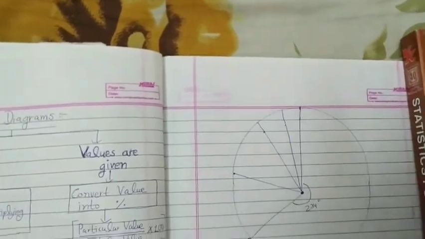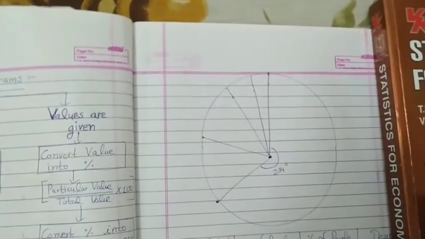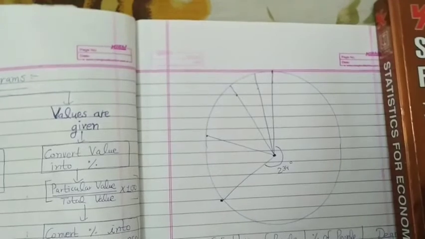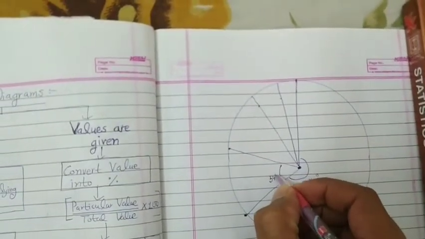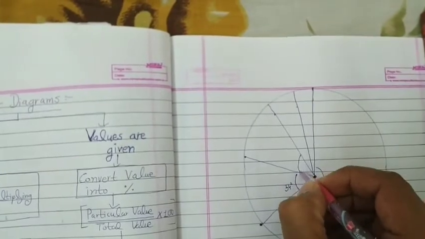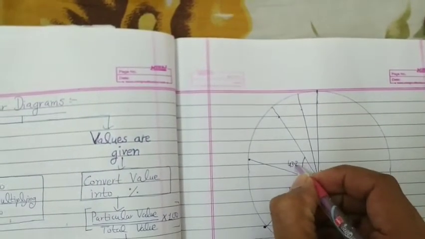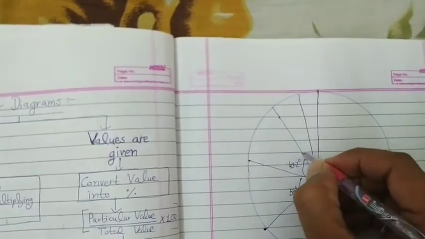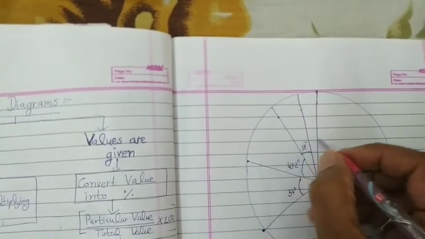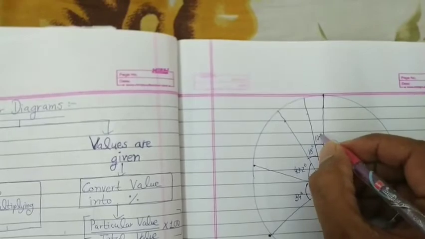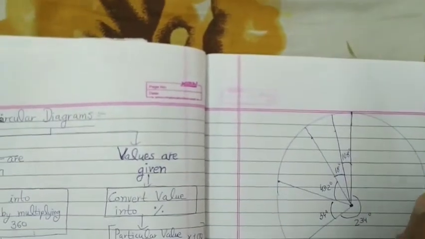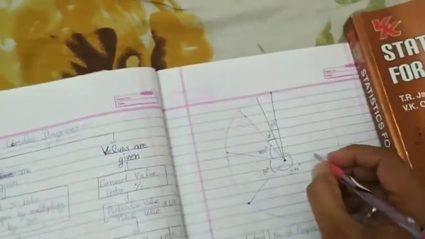So this is how you have to make a pie diagram. 234 degree first, second is 54 degree, next is 43.2 degree, next 18 degree, and next 10.8 degree. You can write the name also.